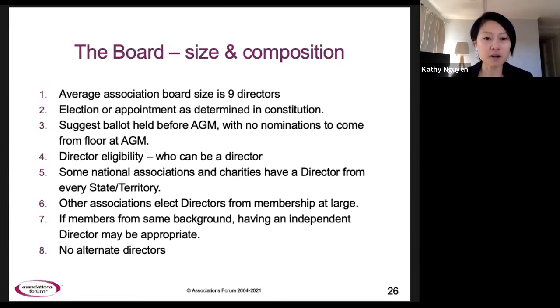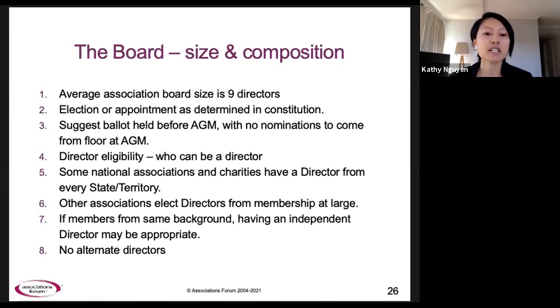Now, how someone becomes a board member or a director, this process would be outlined in the Constitution. And so usually there's an election or an appointment process. And if there's an election process, we suggest the ballot be held before the AGM with no nominations to come from the floor of the AGM. And some of the state model rules draft it so that the ballot is at the AGM and nominations can come from the floor. So if you plan to adopt the models, we suggest you look at that and change that.